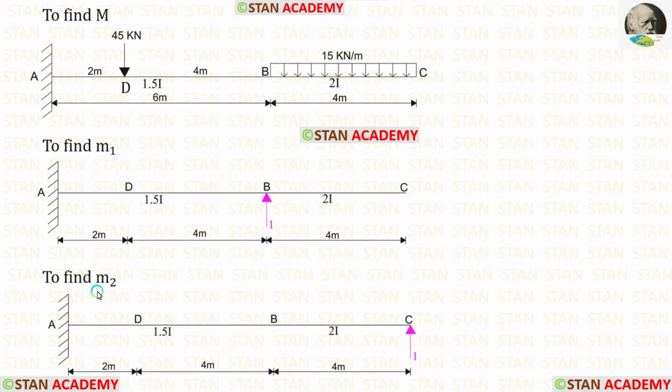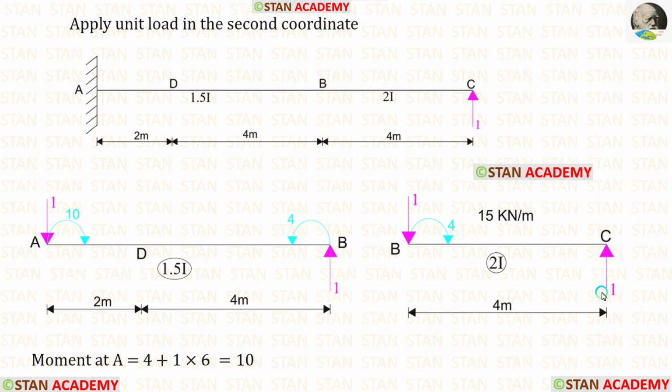Now we are going to find M2. To find M2 in the second coordinate, we have to apply unit load. You can see that I have applied unit load in the second coordinate. Because of this load, a reaction is created in the point B. It is acting upwards, so the reaction should be acting downwards.